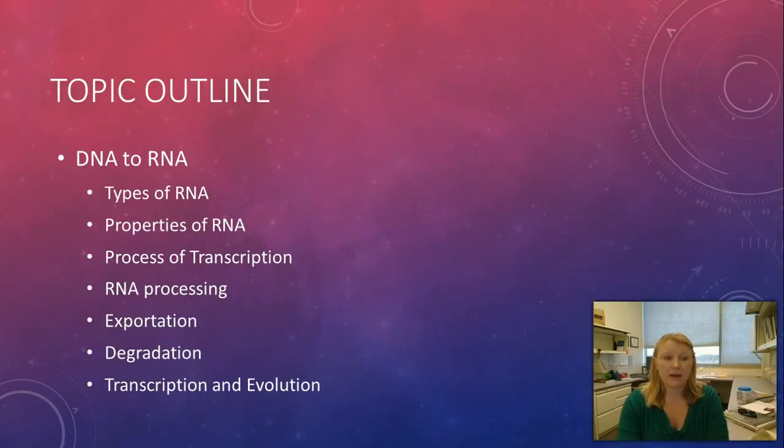So here's our topic outline. We're going to just focus on DNA to RNA in this topic. So we're going to talk about the types of RNA, the properties of RNA, the process of transcription, RNA processing, exportation, degradation, and transcription evolution. Now don't be fooled because the first part of this is going to be familiar to you, but the last part, especially the RNA processing, exportation, and degradation, is going to be somewhat new. So don't blow off this first topic.